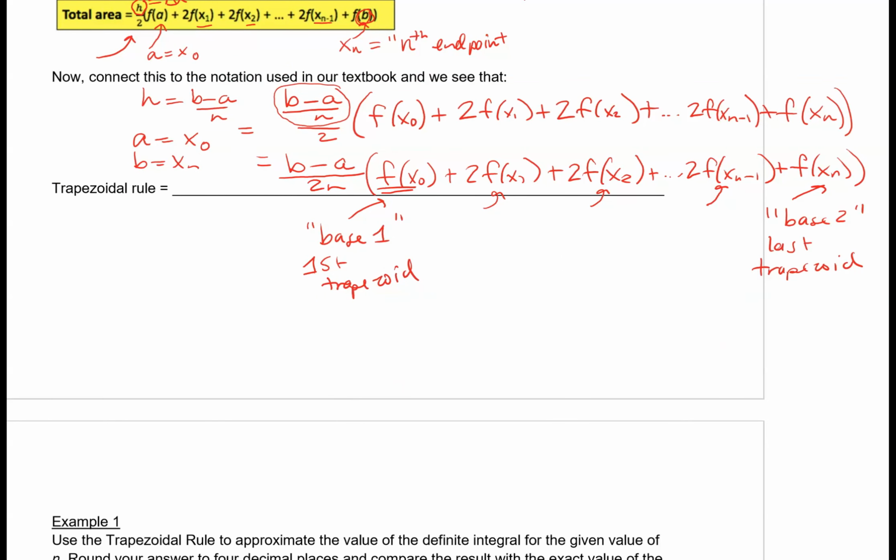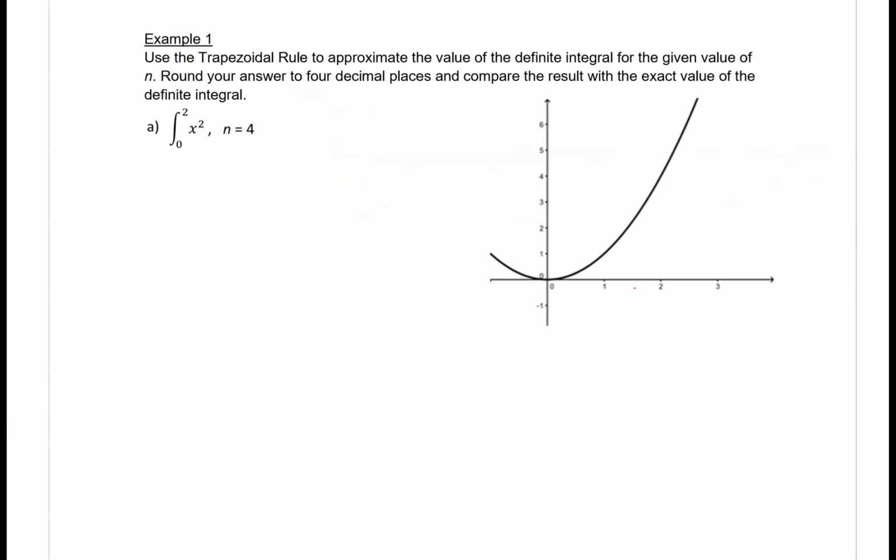So now let's look at a couple examples of how we use that rule. Okay, so here in example 1, it wants us to use the trapezoid rule to approximate the value for this definite integral right here, which is missing the dx. I'll add that in there. And it says it wants us to use 4 trapezoids or 4 subintervals.